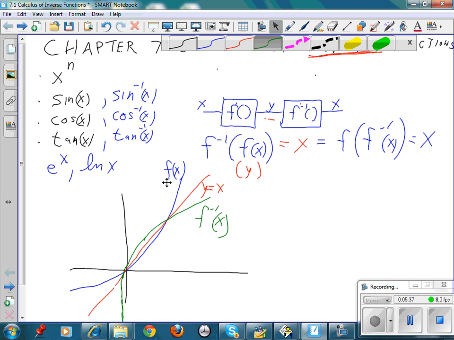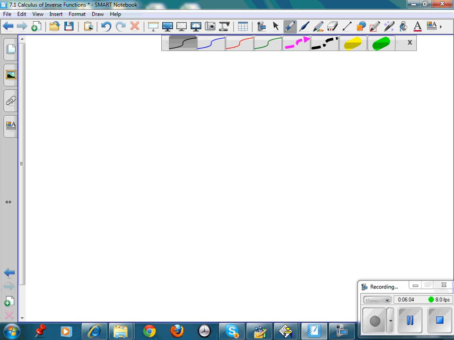That's one thing. Another thing they like to say is that in order for a function to have an inverse, f of x must be 1-to-1. What does that mean? For every x value, there's one and only one y value. Let me show you why. Let's draw a typical function that doesn't have an inverse.